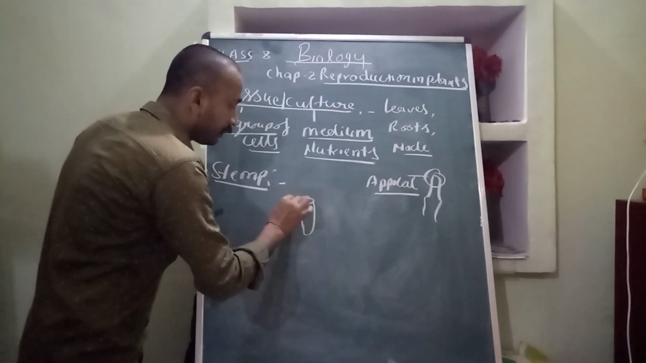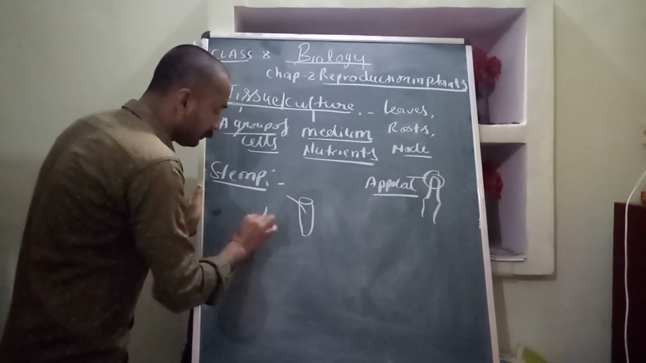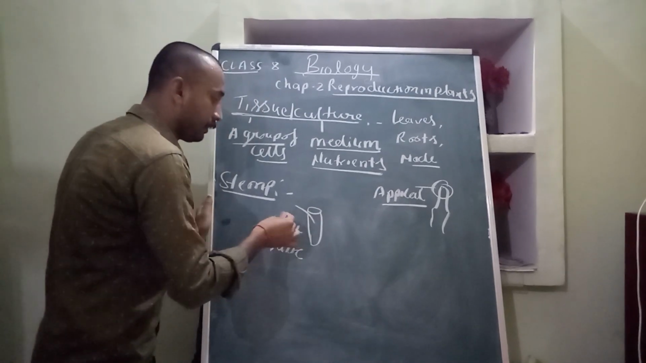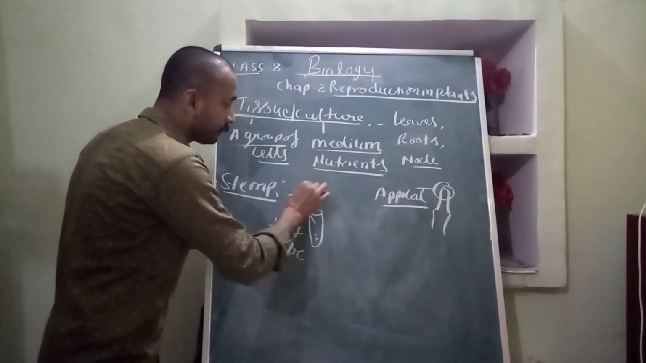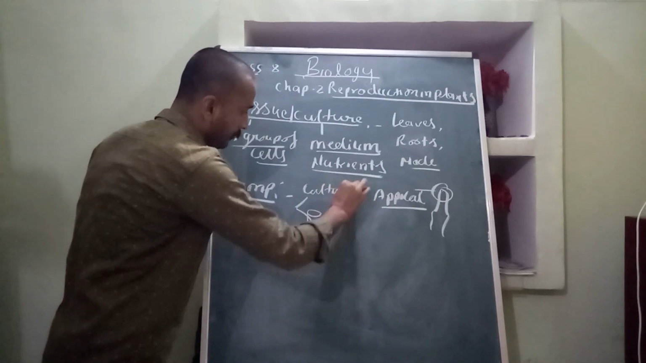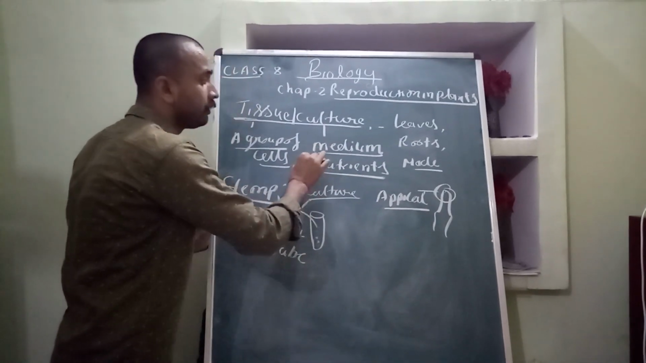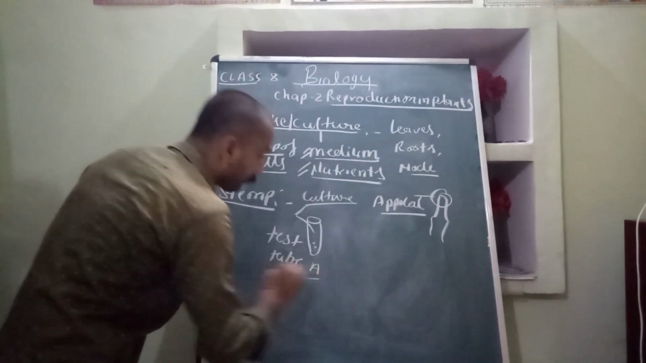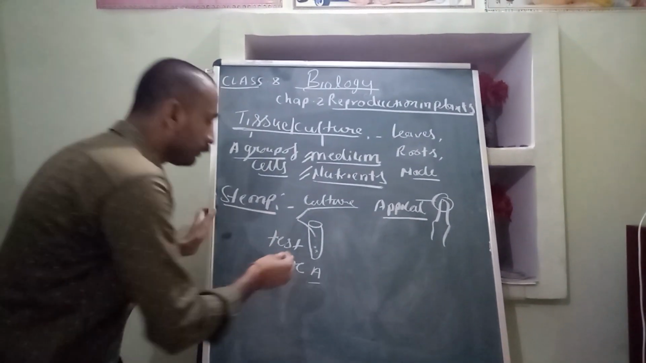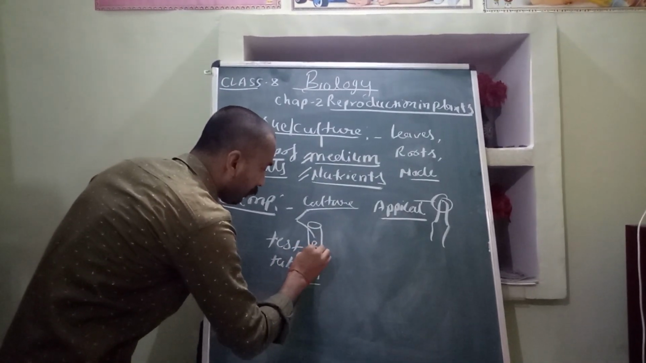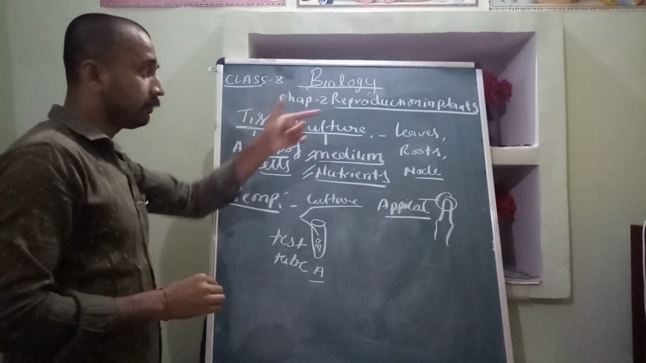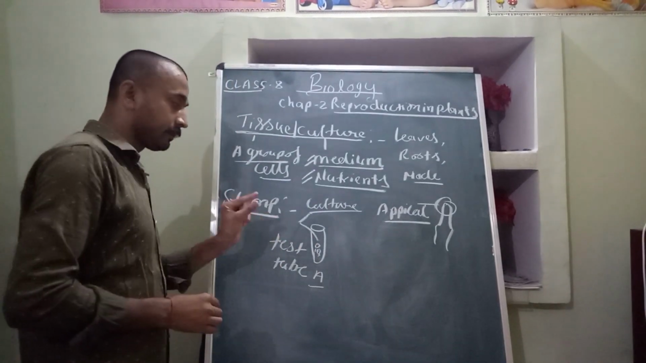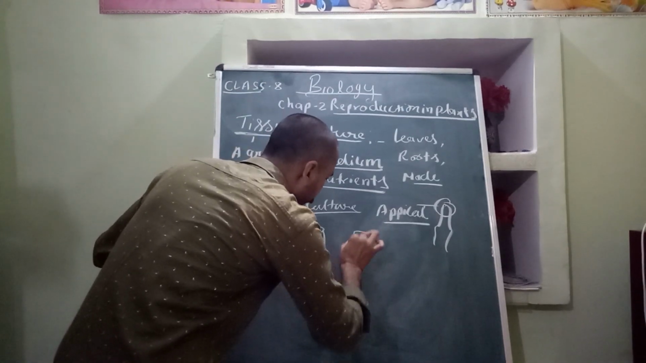Then put it into a test tube. The test tube contains culture or medium. Okay, means test tube A. So now start the growth of the part of the plant. Okay, small pieces grow.